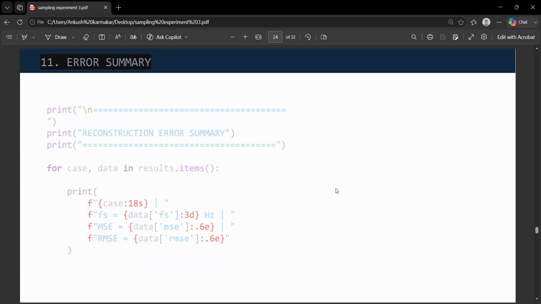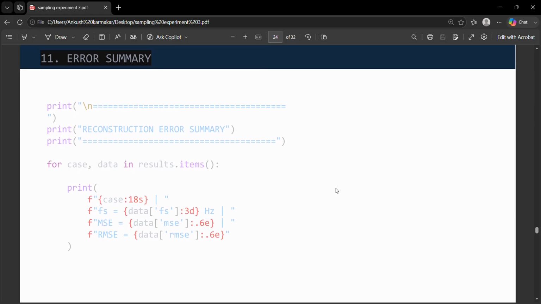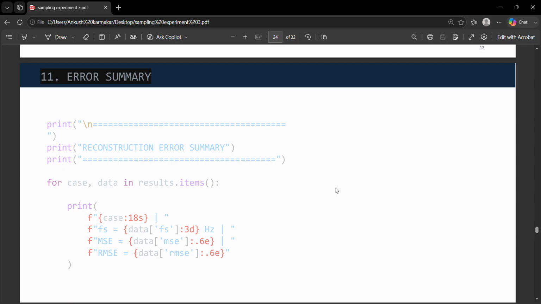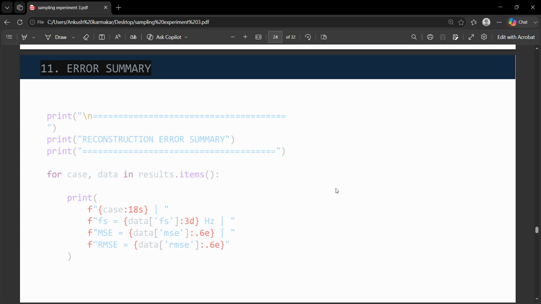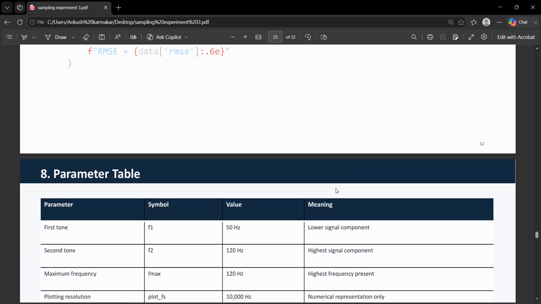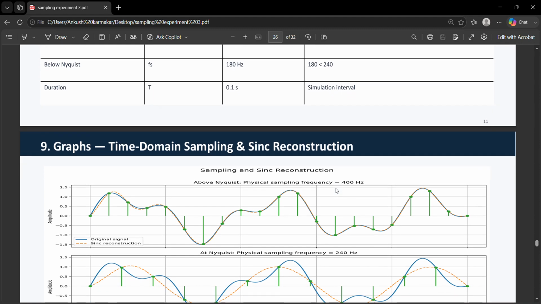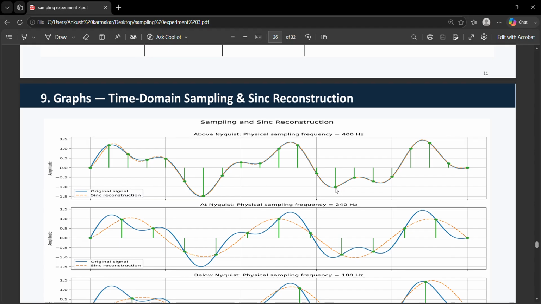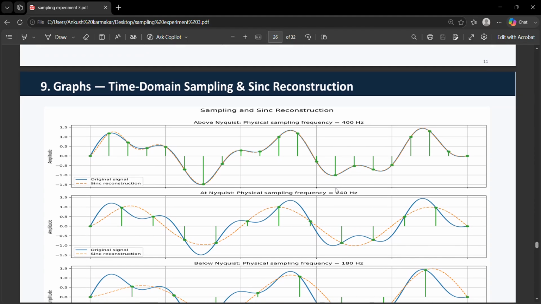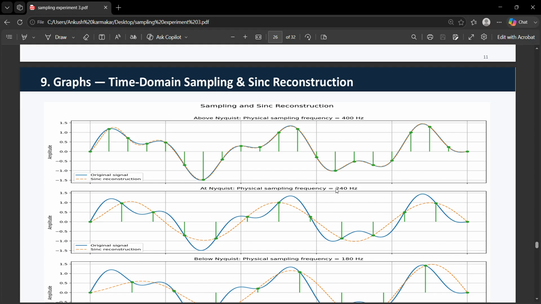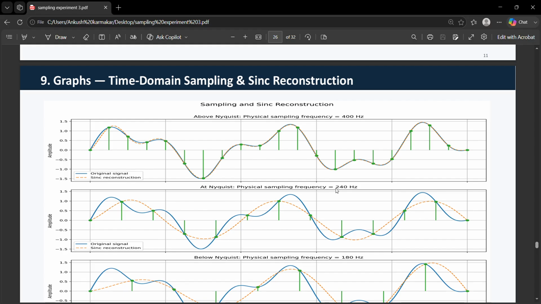Error summary. These values provide a quantitative comparison between the original and reconstructed signals. Generally, when the sampling condition is violated, the reconstruction error becomes significantly larger. Here is the parameter table, and here are the time domain graphs. At 400 Hz, the samples are sufficiently dense and reconstruction is close to the original. At 240 Hz, the system operates at the theoretical boundary. At 180 Hz, the samples are insufficient to uniquely represent the highest frequency component, resulting in aliasing.